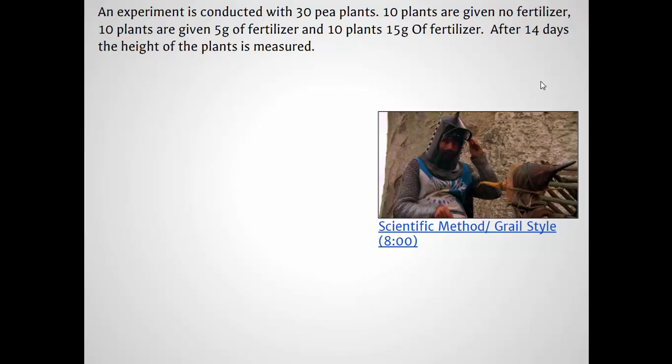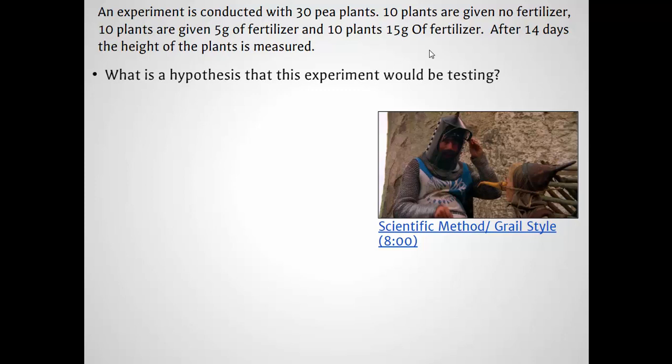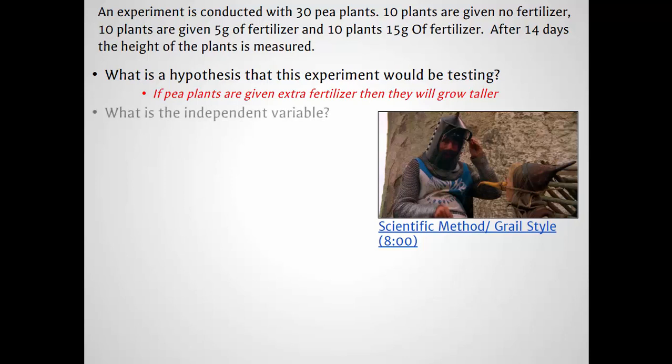All right. What hypothesis is being tested in this experiment? A possible hypothesis is being tested. It doesn't tell you specifically, but you can figure it out. Christopher? If the plants are given more fertilizer, then they will grow taller. Yeah, that would make sense. If pea plants are given more fertilizer, then they'll grow taller. Or maybe they thought there wouldn't be a difference, but either one is fine.